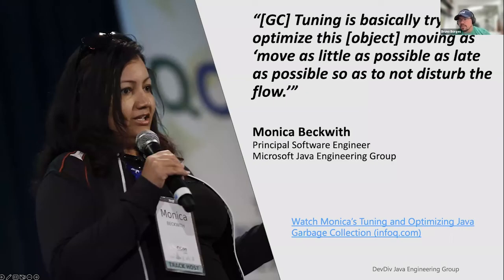Monica works on our engineering team here at Microsoft, and she has this saying: GC tuning is basically trying to optimize the movement of objects in memory and make them move as little as possible, as late as possible, so as to not disturb the flow of your application. And that summarizes what GCs are meant to be and why tuning them is important, because you want to keep the flow of your application as smooth and as fast as possible.